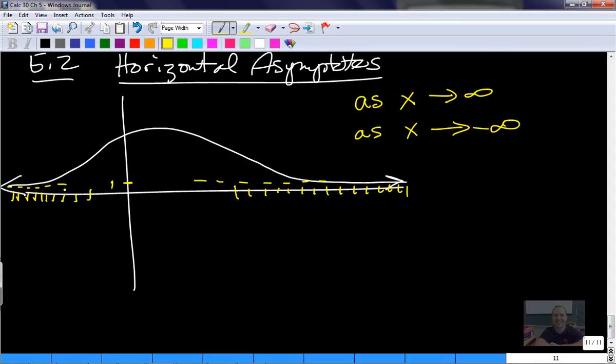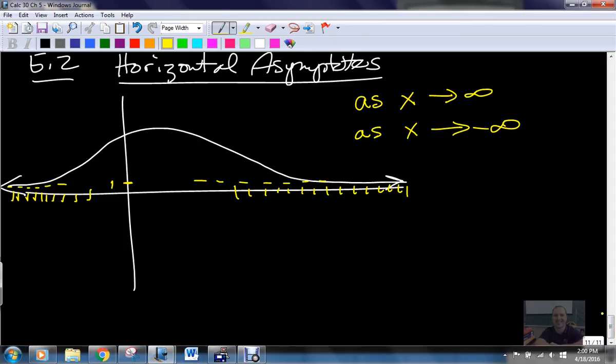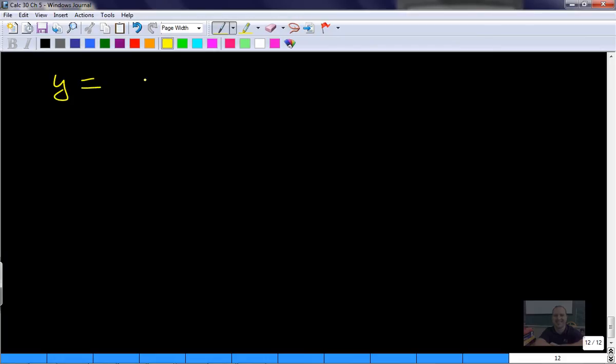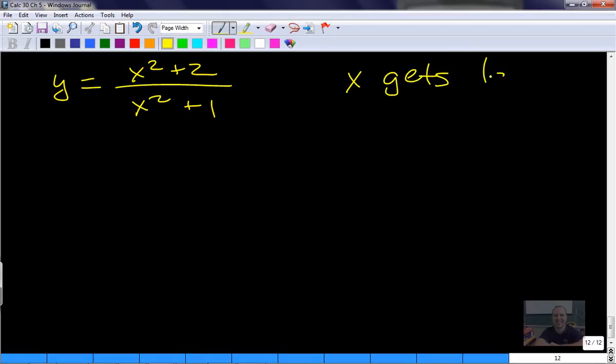Horizontal obviously means flat line. As I mentioned in the last little part, a slant asymptote is not a horizontal asymptote. That's something different. But that's what we're looking for on a graph. Now, if we have some kind of graph like this, let's take a look at y equals x squared plus 2 over x squared plus 1. And you're not allowed to use your graphing calculator, let's say, and you're trying to figure out, do I have a horizontal asymptote? And you think, well, what happens if x gets large? x gets really large. What do these values start to approach as a y?